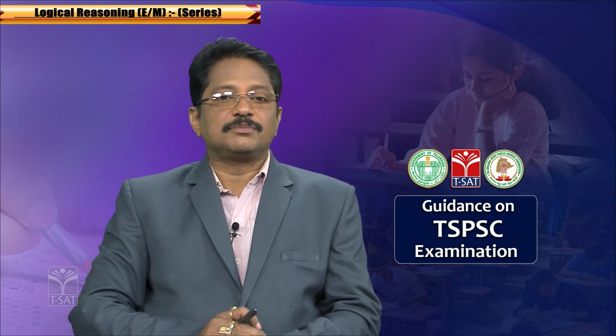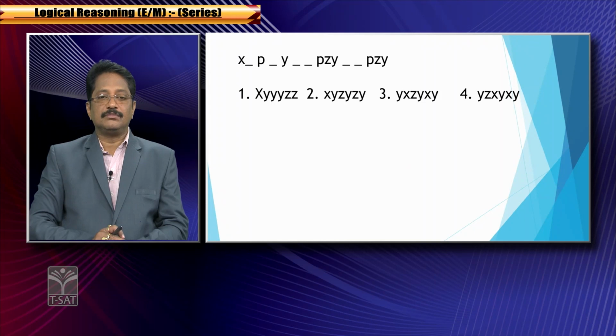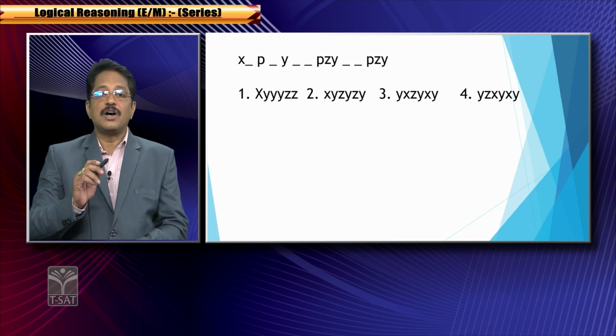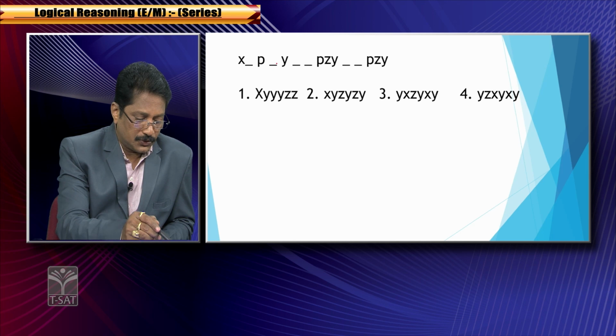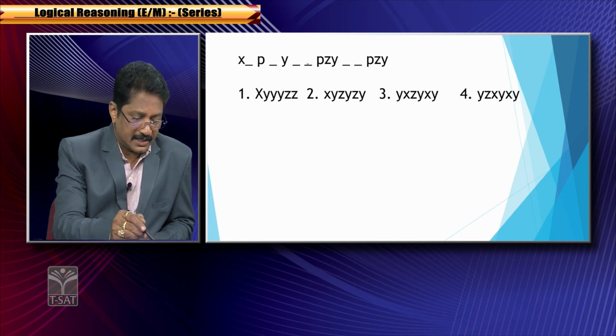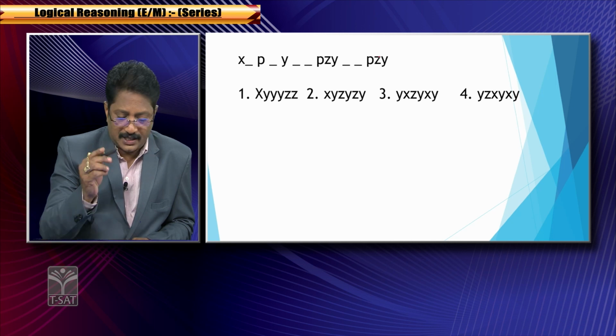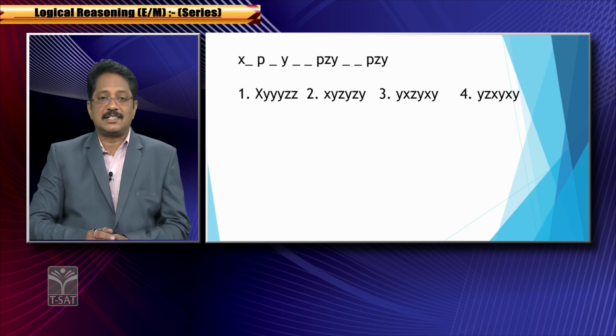Now we will see one more. X, P, Y, P, Z, Y, P, Z, Y is given. So you have to count. First, what you have to do? You have to count the letters here: 1, 2, 3 ... up to 15. There are 15 letters.